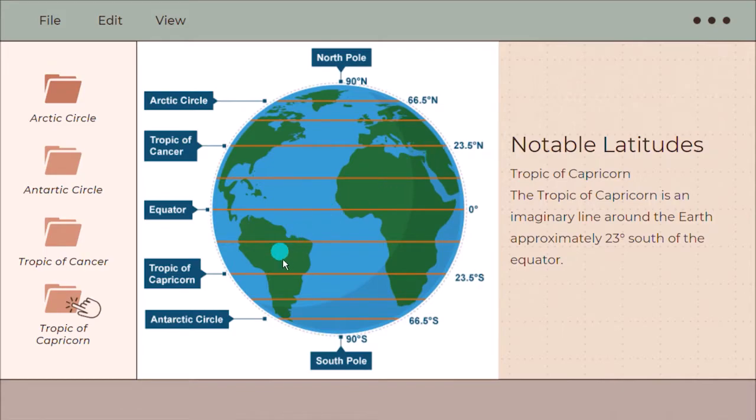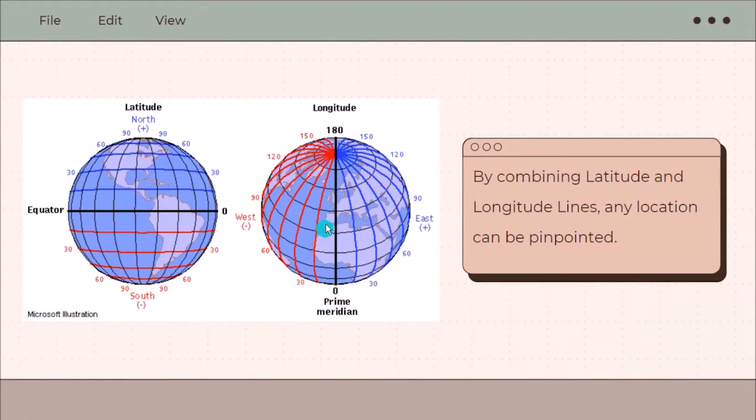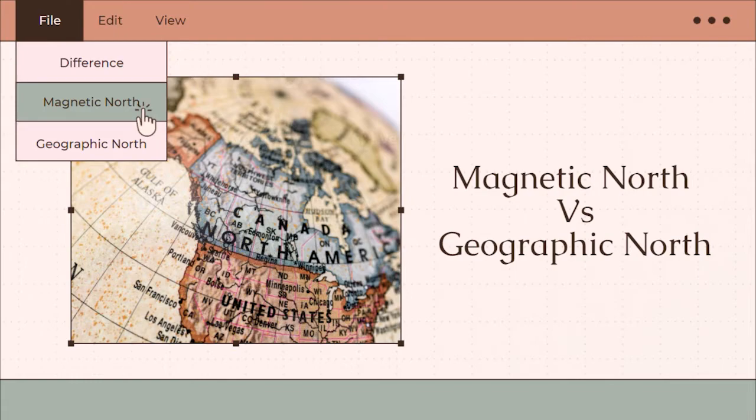And lastly, we have the Tropic of Capricorn. It is an imaginary line around the Earth approximately 23 degrees south of the equator. It is the southernmost position on the globe where the sun is directly overhead during the December solstice. As seen on the picture, combining both latitude and longitude lines gives us a reference system on the Earth's surface. Thus, we can locate each and every location on Earth basing on them.